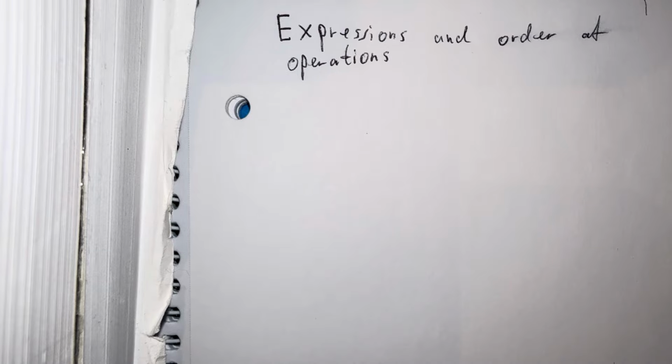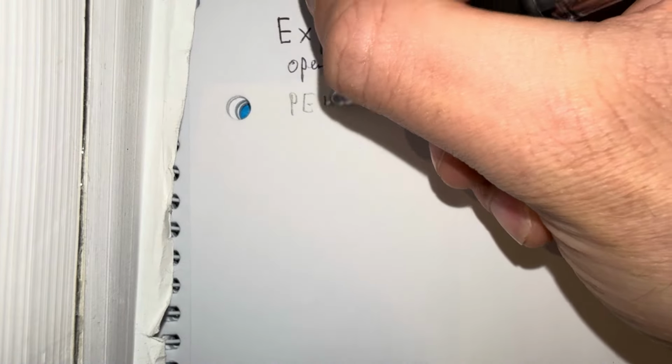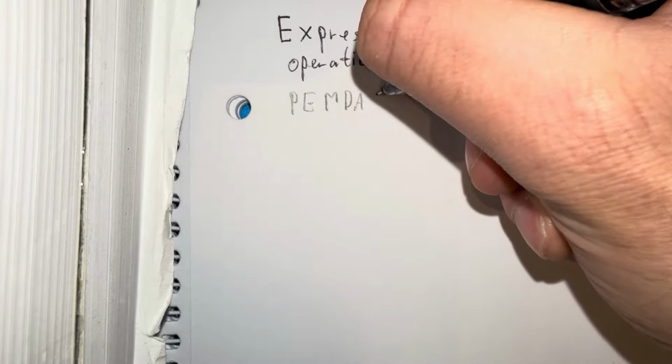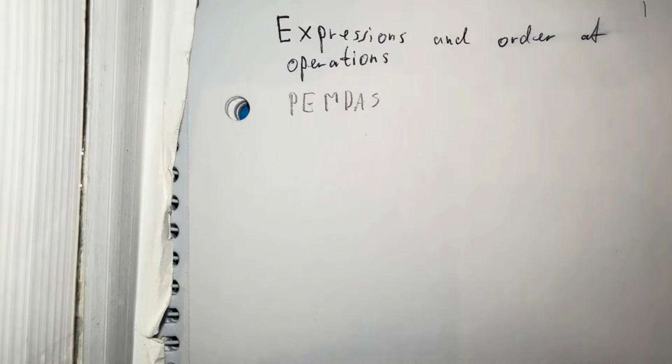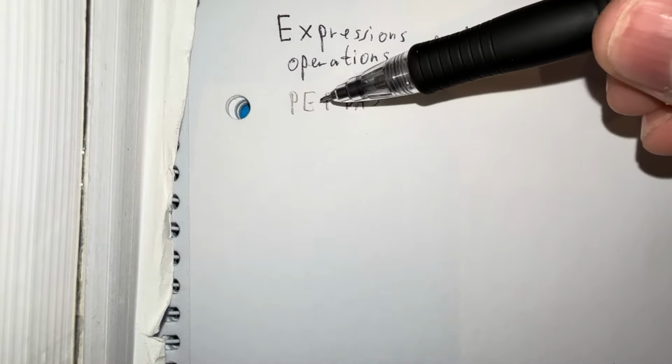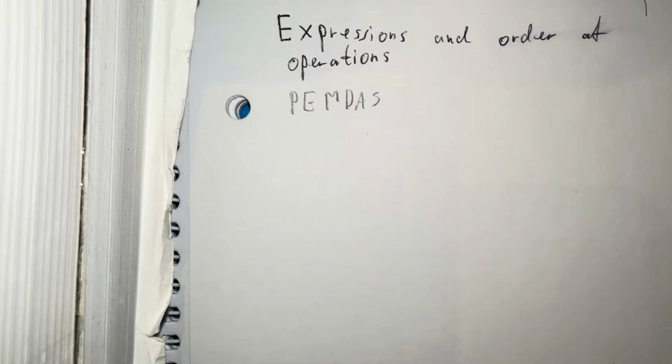So for order of operations, you have probably been introduced to PEMDAS, which says that you should do parentheses first, then exponents, multiplication, division, addition, and subtraction. Now what does this mean? Let's do an example and see.